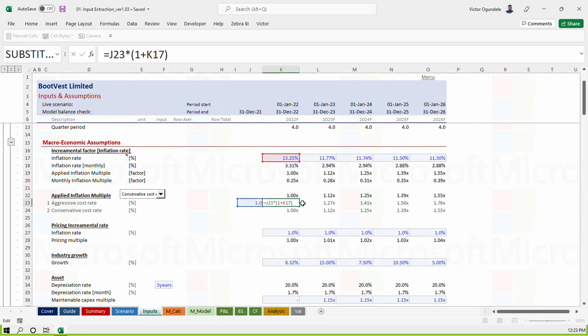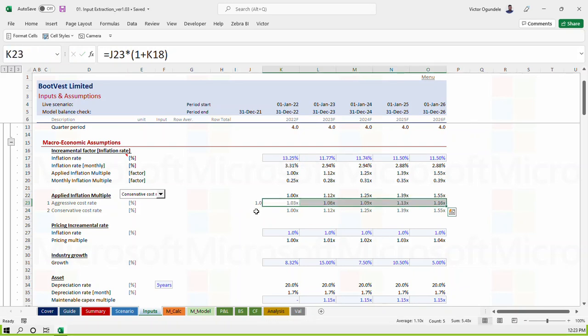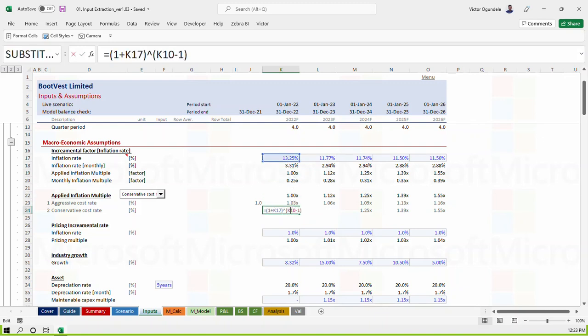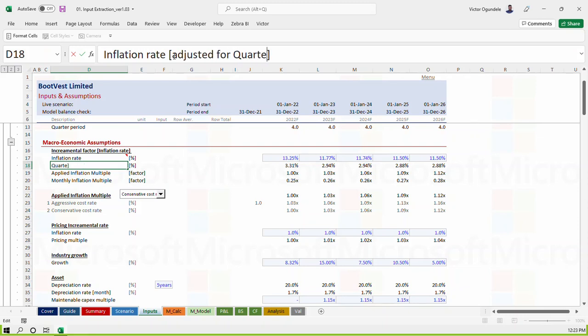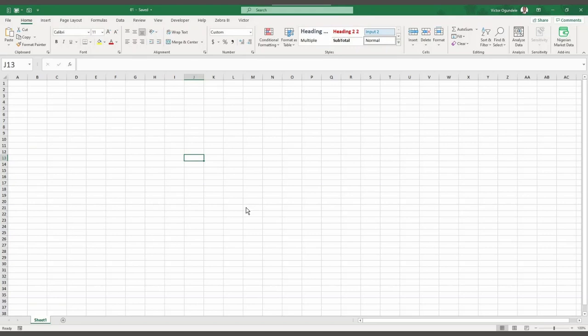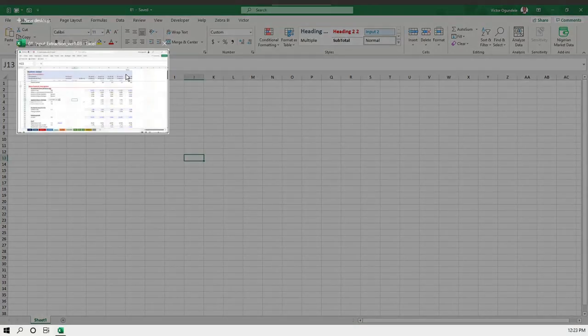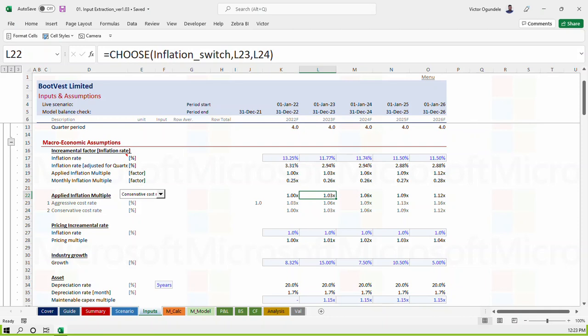Let's see. I think we still need to make another adjustment here. All right. So I think this is what ought to be. Okay. So this 1.6 and this one. So we are using the 1 for this. So we make it inflation, and we said adjusted for quarter. Quarterly period. Okay, all right.